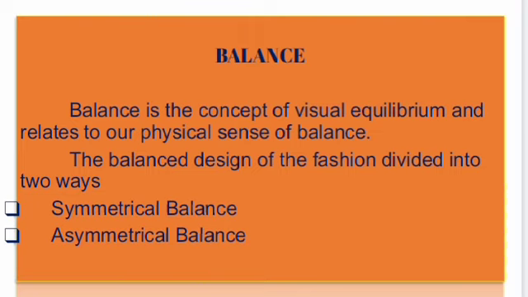Okay. First one is balance. Balance is the concept of visual equilibrium and relates to our physical sense of balance. The balanced design of the fashion is divided into two ways: symmetrical balance or asymmetrical balance. Simply saying, balance means dividing the part and repeating the design. Symmetrical balance is also known as formal balance, and asymmetrical balance is also known as informal balance.